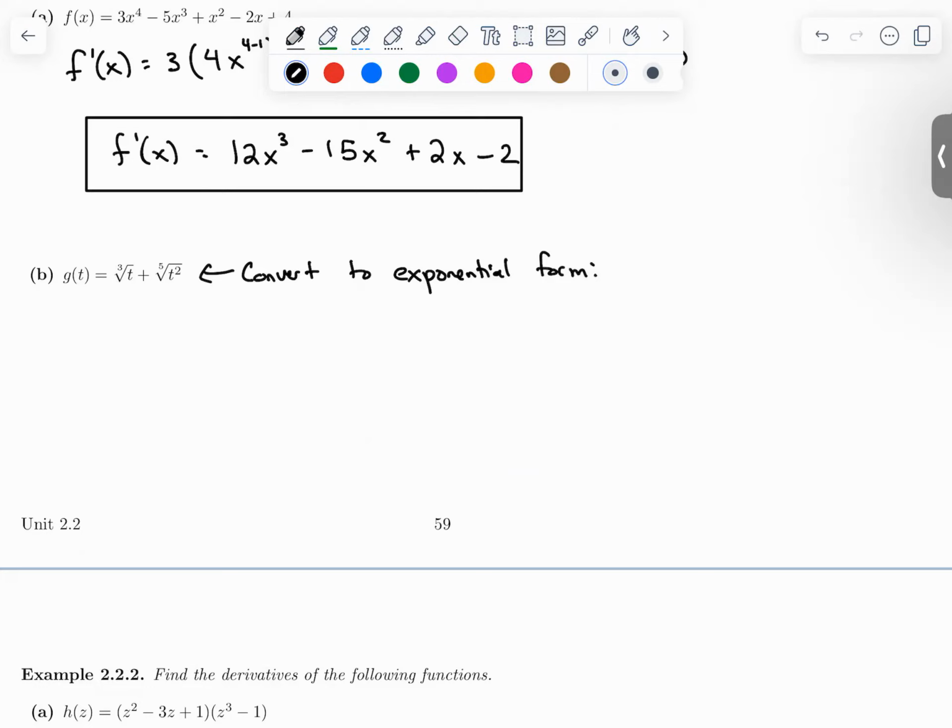And just in case you need another refresher about it, you don't need to write this if you know it. The nth root of x to the m is x to the m divided by n. If you want to convert to exponential form, the power on the x goes above, the root goes below. So g of t is therefore t to the 1/3 power plus t to the 2/5.